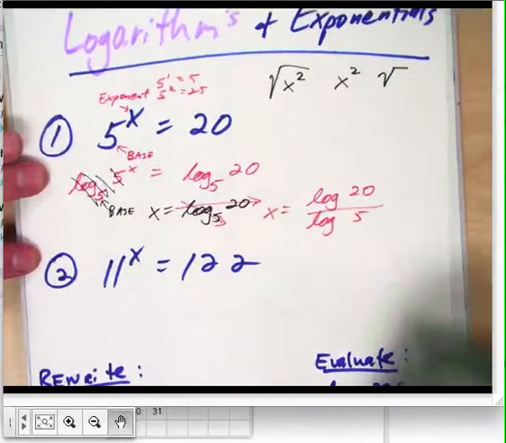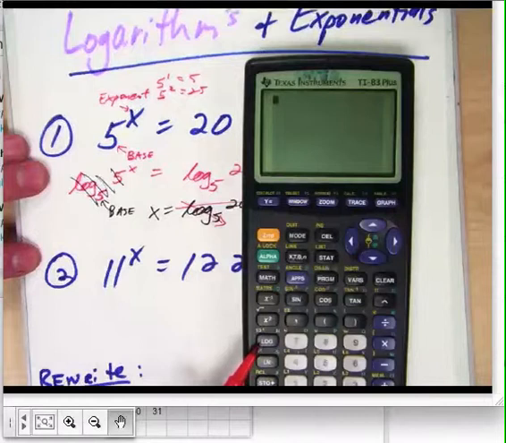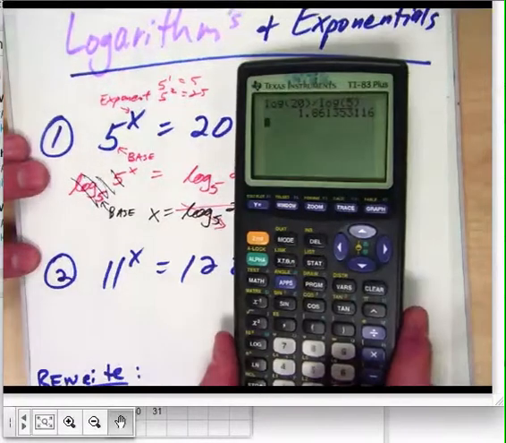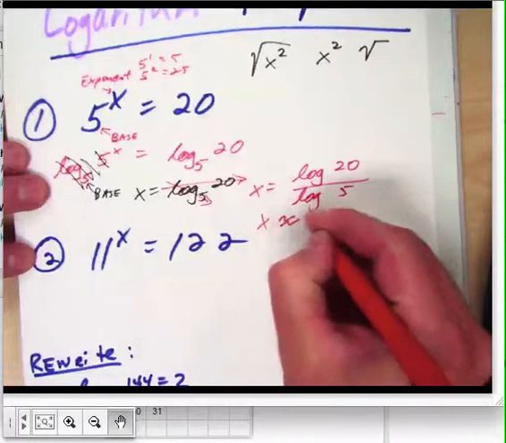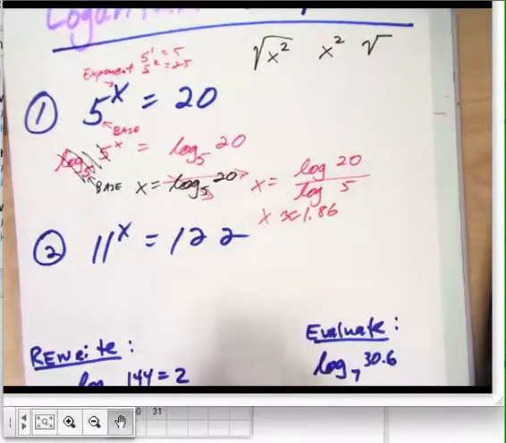And the log key that we're talking about is adjacent to the number 7, so we can just do log of 20 divided by log of 5 and get that answer. So log of 20 divided by log of 5, and the solution is 1.86. And I knew it was going to be close to 2, so I can approximate that with squiggly equals 1.86.